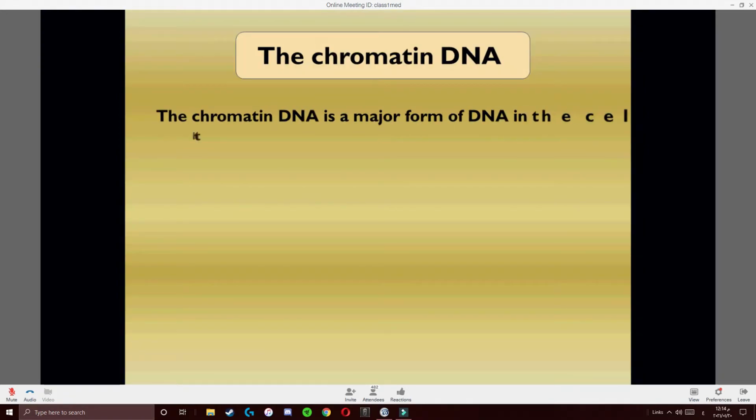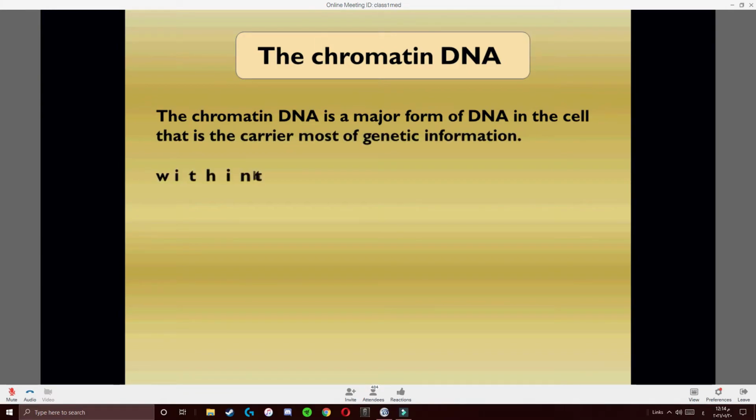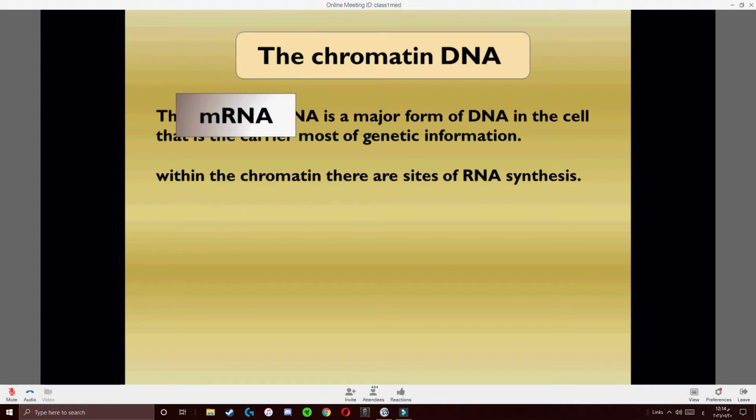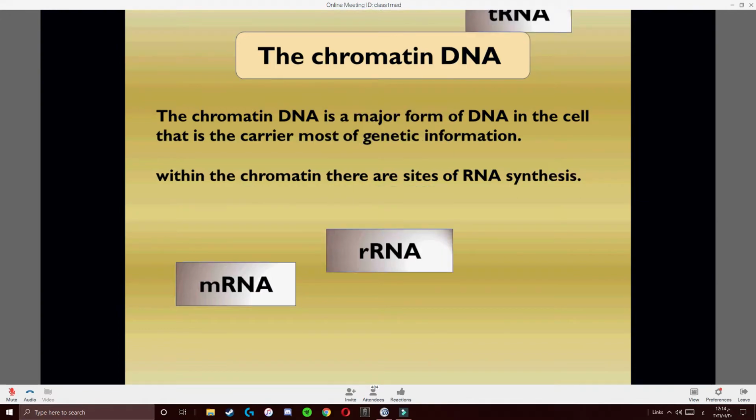The chromatin DNA is a major form of DNA in the cell that carries most of the genetic information. So the genetic material in cells is in the form of chromatin DNA. Within the chromatin, there are sites of RNA synthesis, for the types of RNA that include messenger RNA, ribosomal RNA, and transfer RNA.